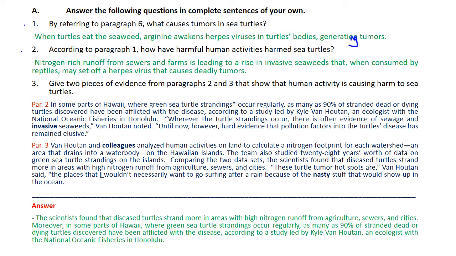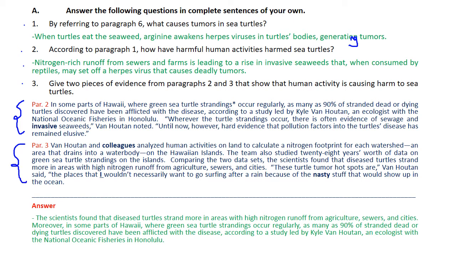Number 2, according to paragraph 1, how have human activities harmed sea turtles? How have they affected them? Nitrogen-rich runoff from sewers and farms is leading to a rise in invasive seaweeds that, when consumed or eaten by reptiles, may set off a herpes virus that causes deadly tumors. 3. Give 2 pieces of evidence from paragraph 2 and 3 that show that human activity is causing harm to sea turtles. Evidence, that's why I displayed the paragraphs here for you, 2 and 3. Let's go through them together.